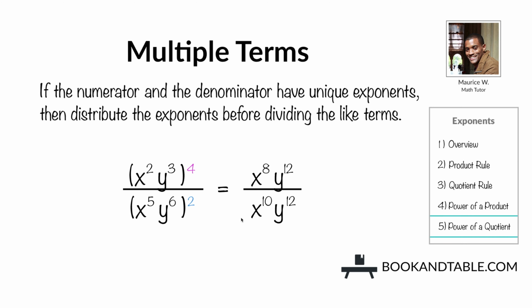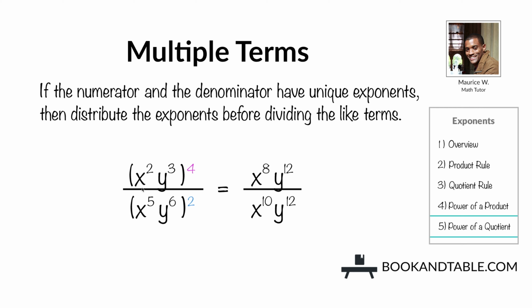You may also encounter a situation in which you are dividing two terms that have unique exponents. If the numerator and the denominator have unique exponents, then distribute the exponents before dividing the like terms.